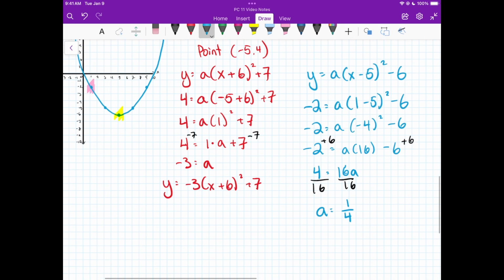And so if we put everything together, we've got y equals 1 over 4 times (x minus 5) squared minus 6. Once again, if we look at our graph, that tracks, right? It's going upwards, so it should be positive, but it's going up really slowly. It's really shallow, which does tell us that a is going to be small, so a small fraction does make sense with what we've got there.